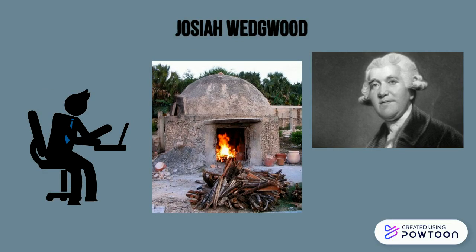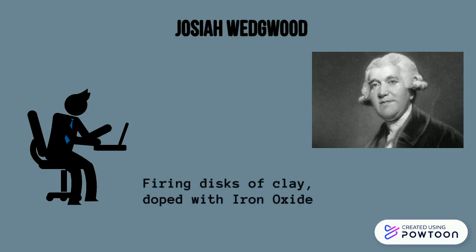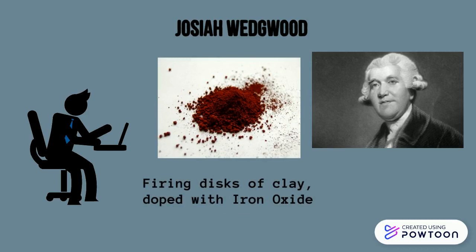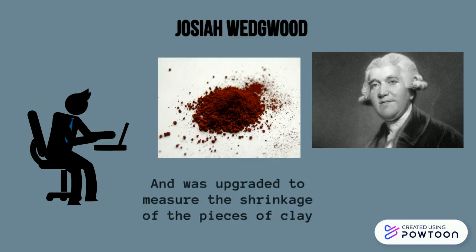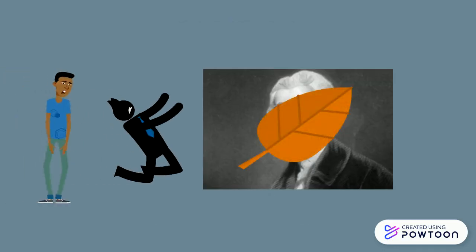At first, Wedgwood's pyrometer was done by firing discs of clay doped with iron oxide in the kiln, which compared the color of clay heated at known temperatures, but was then upgraded to measure the shrinkage of the pieces of clay, which depended on the kiln temperature. However, after the death of Wedgwood in the 1790s, the clay pyrometer turned out to be unreliable.